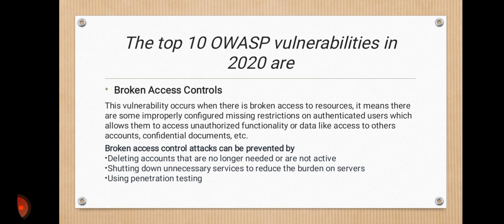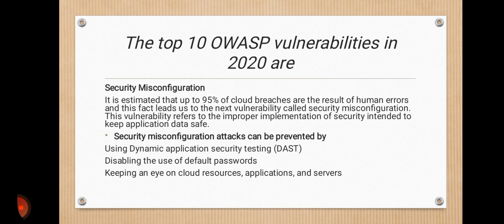Next is broken access control. This vulnerability occurs when there is broken access to resources. It means there are improperly configured or missing restrictions on authenticated users and allows them to access unauthorized functionality or data, like access to other accounts, and this can be prevented by deleting accounts that are no longer needed or not active.